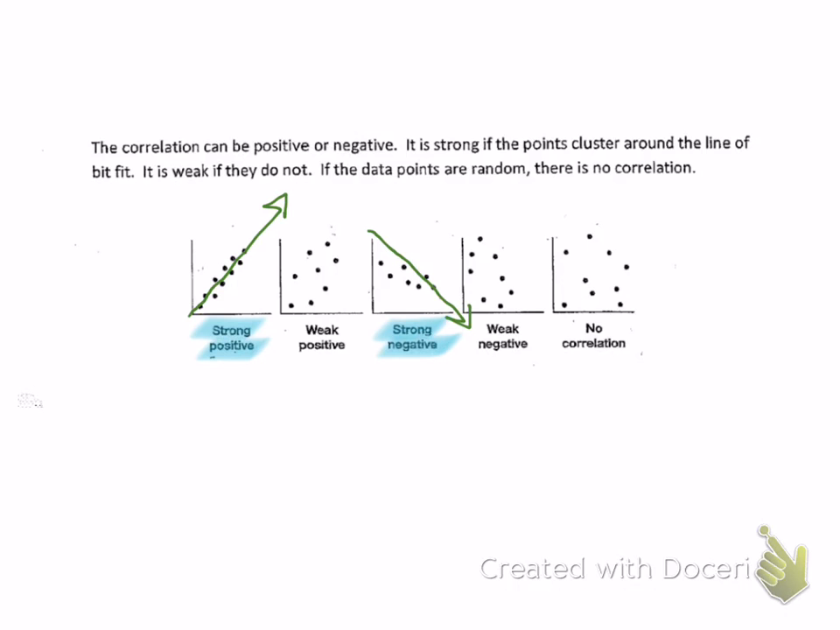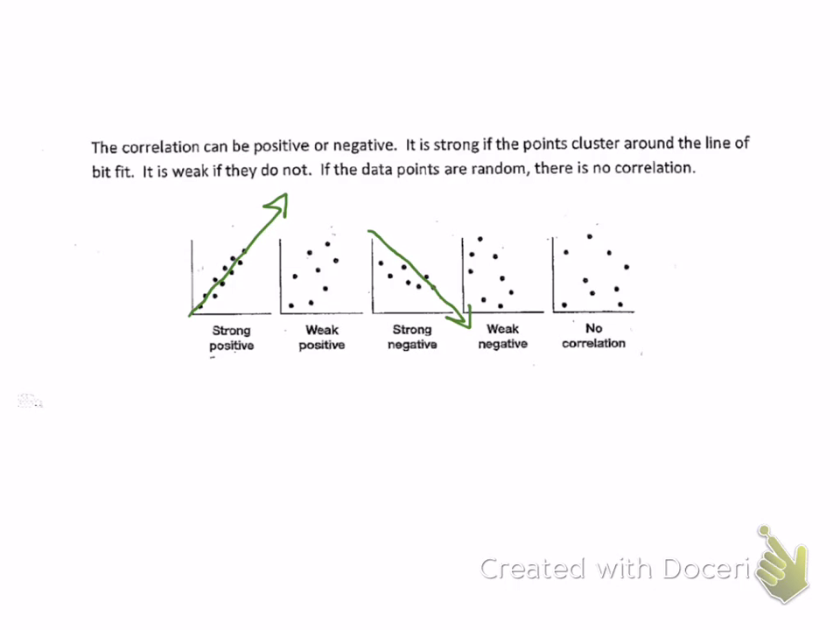And then you'll also see some of the points are closer to the line of best fit, and that makes the correlation strong. So in this first example, we've got a strong positive. It's got a positive slope, and the points are very close to the line of best fit.